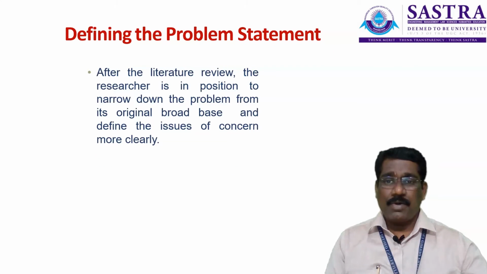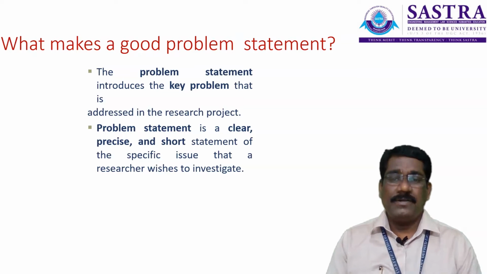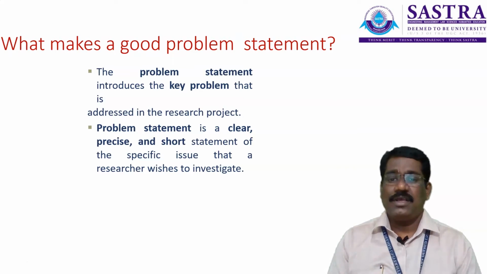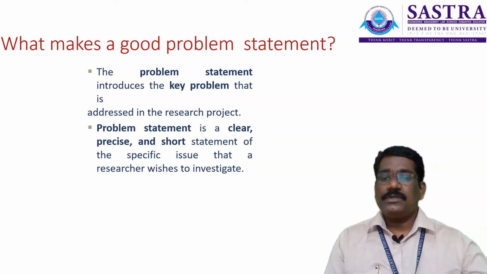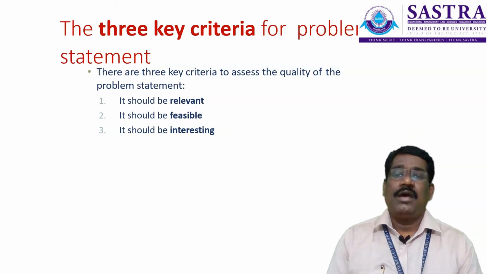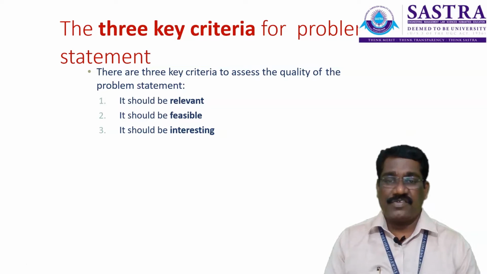In defining the problem statement, we need to understand what makes a good problem statement. The problem statement introduces the key problem that is addressed in the research project. A problem statement is a clear, precise, and short statement of the specific issues that the researcher wishes to investigate. There are three criteria for a problem statement: it should be relevant, it should be feasible, and it should be interesting.